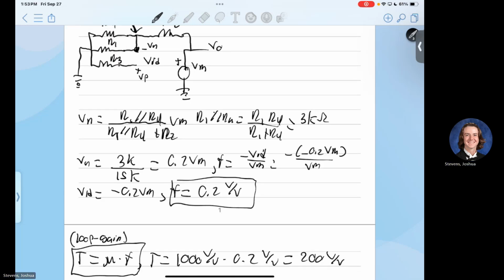So VID equals negative Vn. Do you agree with me on that based on previous equations? Exactly. And if Vn equals 0.2, as found here, VID equals negative 0.2. This was Vm, and this is Vn. Does that make sense?